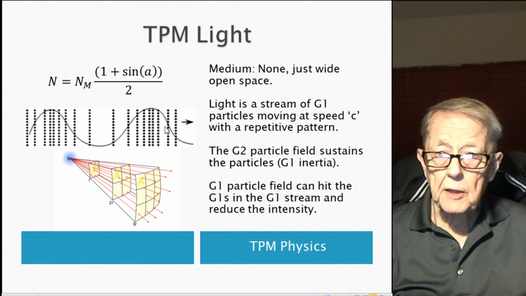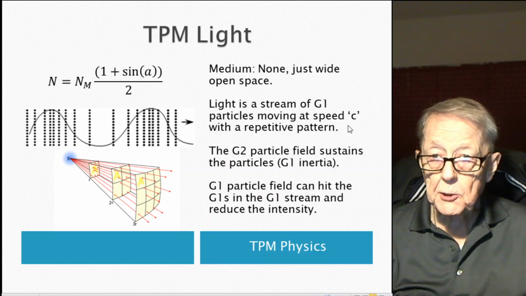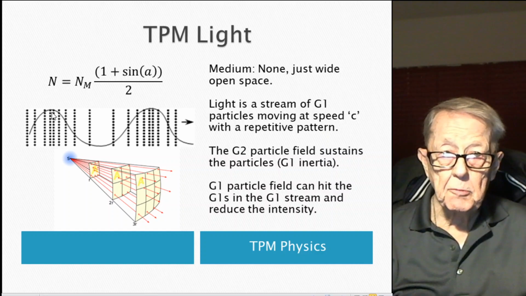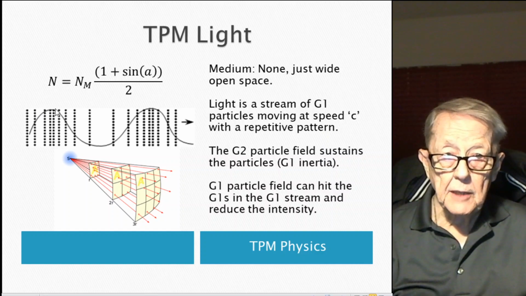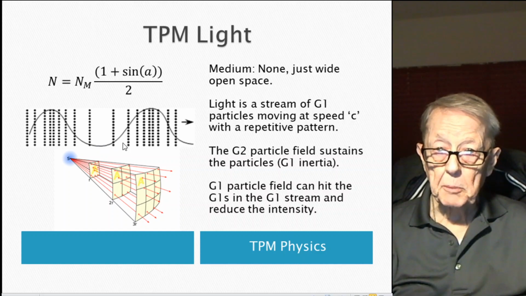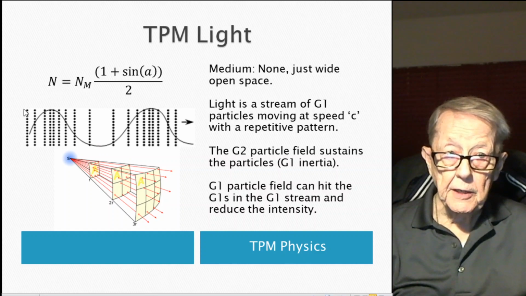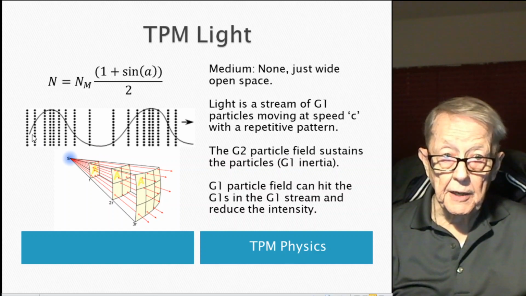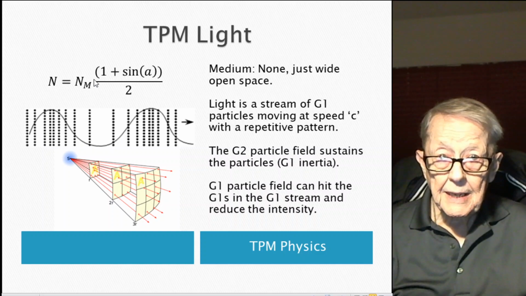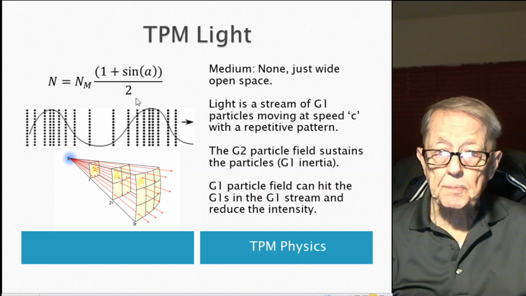This is a diagram I've shown over and over again. And again, light is a stream of G1 particles moving at speed c with a repetitive pattern. They've got lots of particles here, almost none here, lots here, and so on. It's a repetitive pattern. Dave, my son, generated this stream of particles based on a sine wave. He had to use an equation like this.